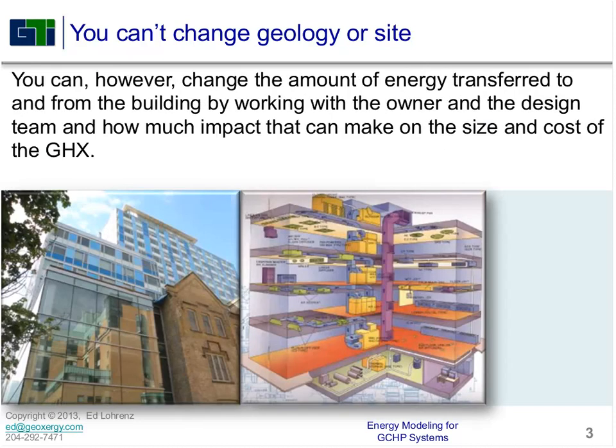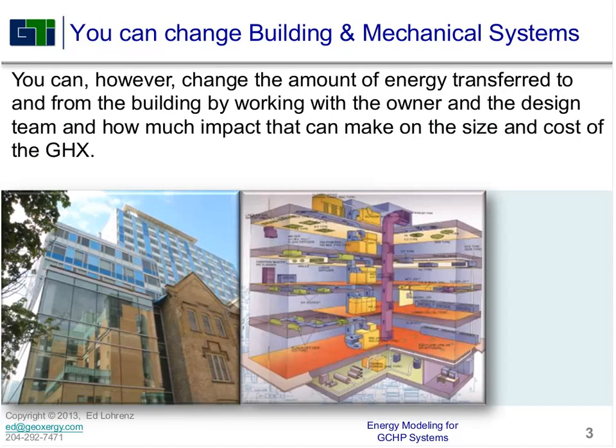But what you can change, however, is the architecture of the building, the design of the building, and the mechanical systems that are in the building. Those you can have a large impact on. And with good energy modeling, you can get a fairly good estimate of how different changes in the building, the glass, the lighting, a whole bunch of things in the building, can have an impact on the size of the ground heat exchanger.